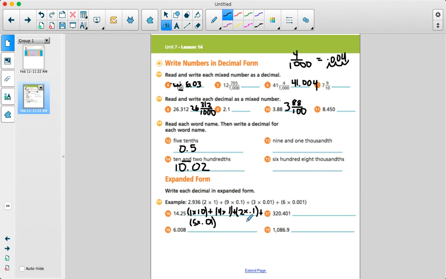25 hundredths. So we practiced how to convert mixed numbers to decimals, how to take decimals and make them into mixed numbers. We talked about reading the words and writing it in the decimal form. We also talked about writing the expanded form of a decimal.